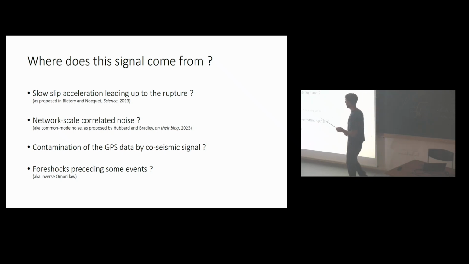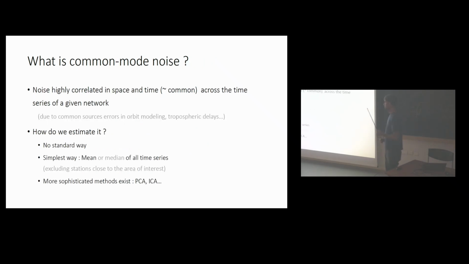A very popular one was that the signal would originate from common mode noise, and we will see that in detail. Other propositions have been that a possible contamination by a co-seismic signal could have produced that signal, and also it's been proposed that it could be due to foreshocks preceding at least some events. So let's start with common mode noise.